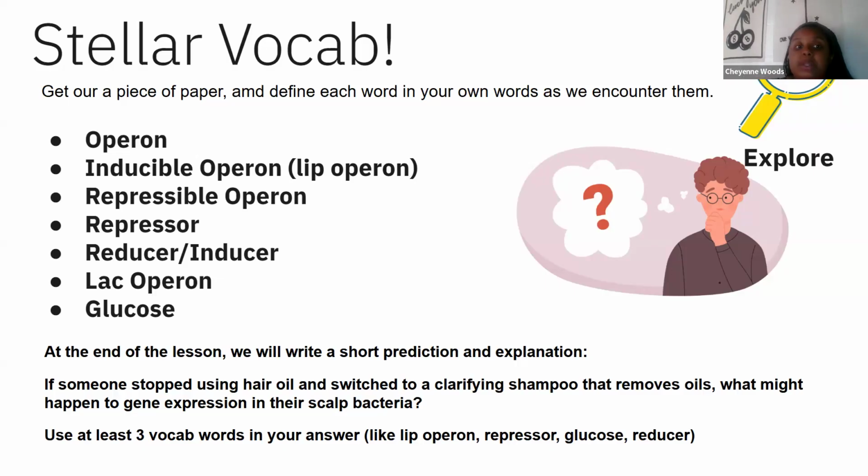These are the vocab words I really want you to pay attention to. So operon, inducible operon, and we'll be talking about the lac operon, repressible operon, a repressor, and a reducer slash an inducer, and the lac operon. And then lastly, we're going to be talking about glucose.